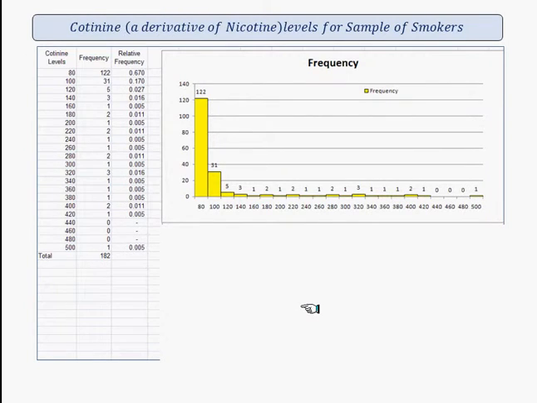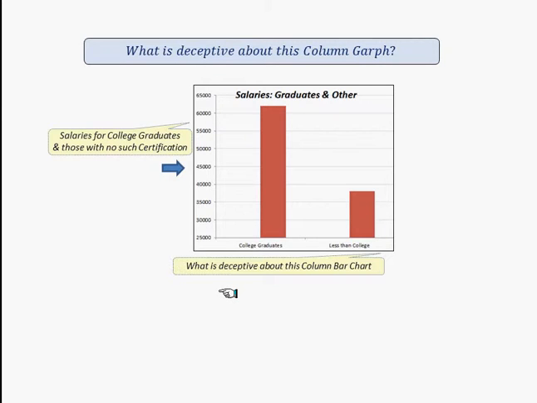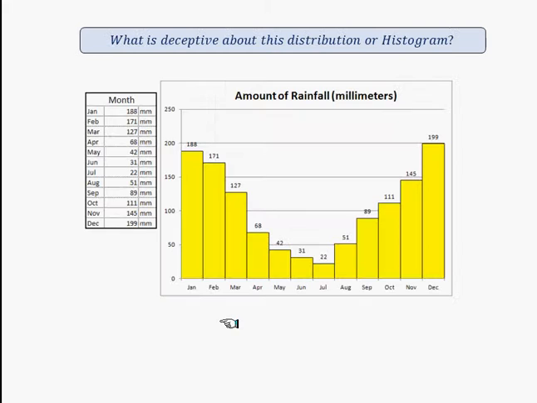And this is a graph of nicotine levels, or rather cotinine, which is a derivative of nicotine, of smokers, and you can see that this is extremely skewed right. One wonders where they got this data from. And here's one where you're asked what's deceptive about this. These are graduates and these are high school maybe, and it's deceptive in the sense that the starting point is 25,000. And the creator's probably trying to make a point there.